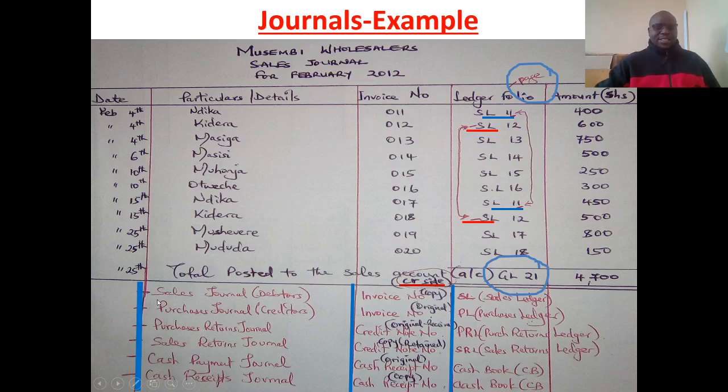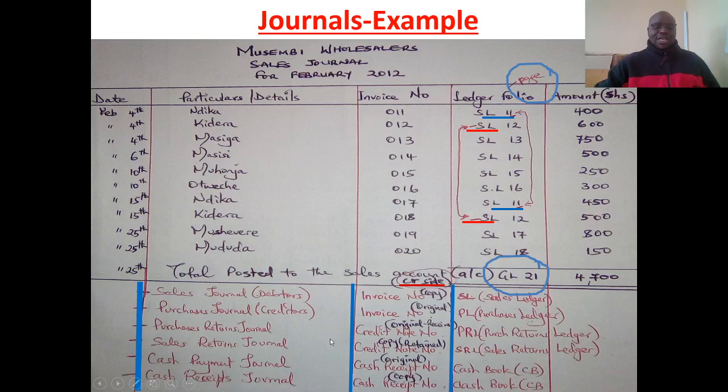So a sales journal or debtors journal will use a copy invoice, and the transactions will be referenced in the sales ledger. A purchases journal or creditors journal will use details from the original invoices, and they'll be referenced in the purchases ledger. The purchases returns journal will get its details from the original or received credit note, and will be referenced in the purchases returns ledger.